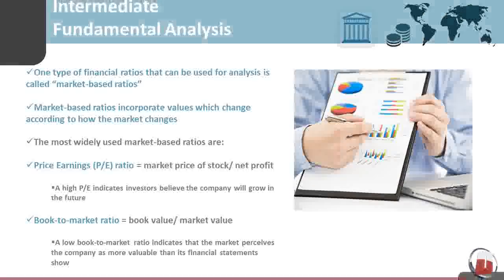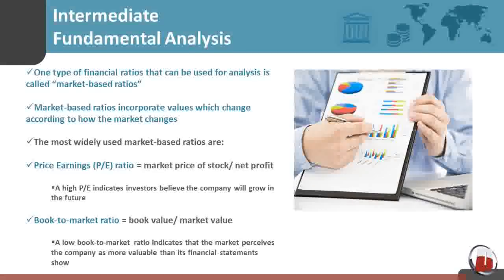One type of financial ratios that can be used for analysis is called market-based ratios. Market-based ratios incorporate values which change according to how the market changes. Thus, they overcome the limitations of ordinary financial ratios, which are based on snapshot or book values that are released once in 3 months. The most widely used market-based ratio is the price-earnings (PE) ratio, which equals the market price of stock divided by net profit. It is calculated by dividing the market price of a given company's stock by the last period's profit figure. A high PE indicates investors believe the company will grow in the future.